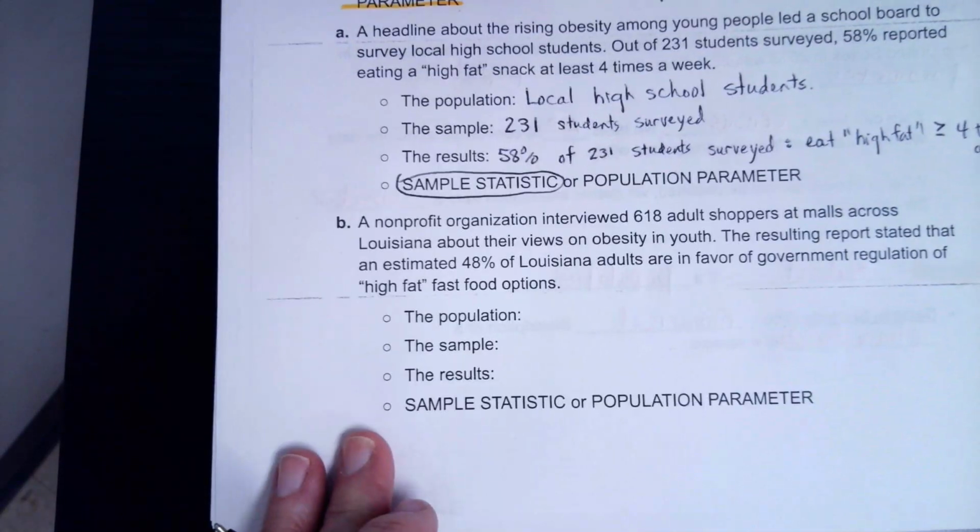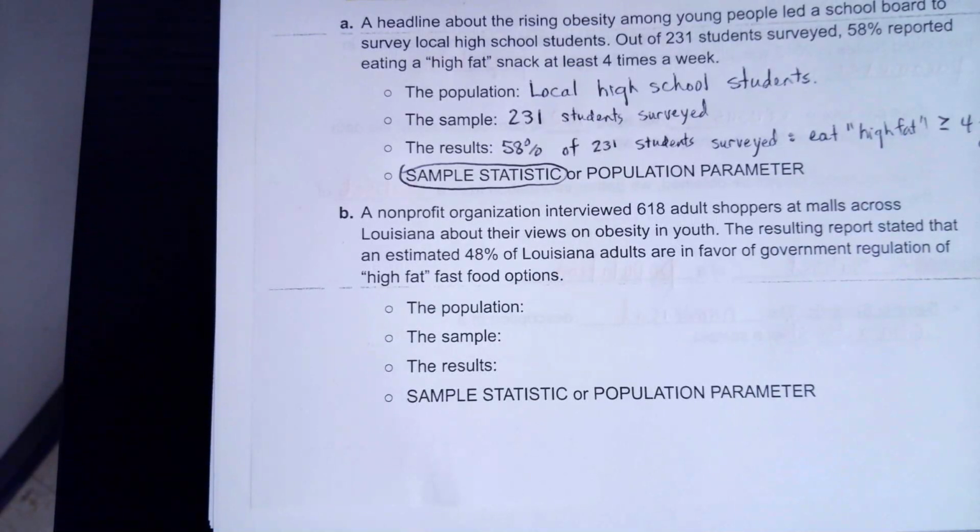A nonprofit organization interviewed 618 adult shoppers at malls across Louisiana about their views on obesity in youth. The resulting report stated that an estimated 48% of Louisiana adults are in favor of government regulation of high-fat fast food options. So we need the population, the sample, the results, and whether it is a population parameter or a statistic. We've got all sorts of stuff happening there. What piece of that do you think you can see?